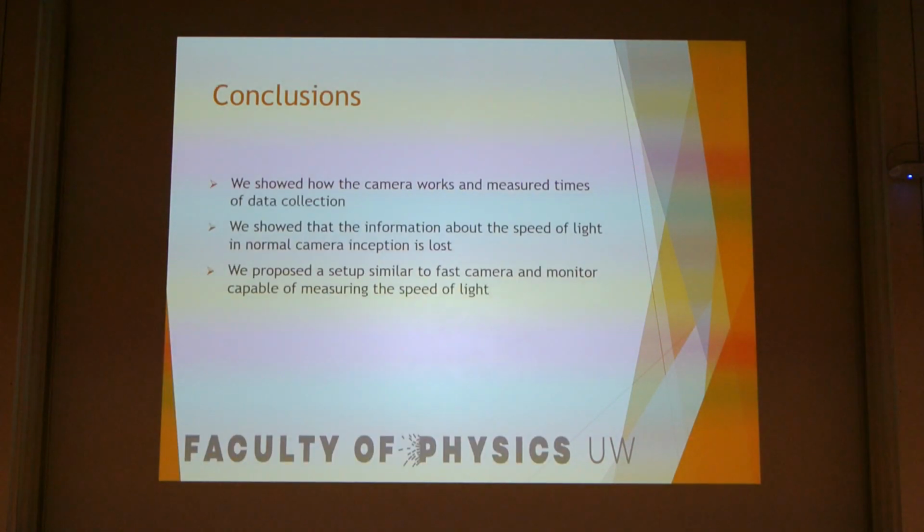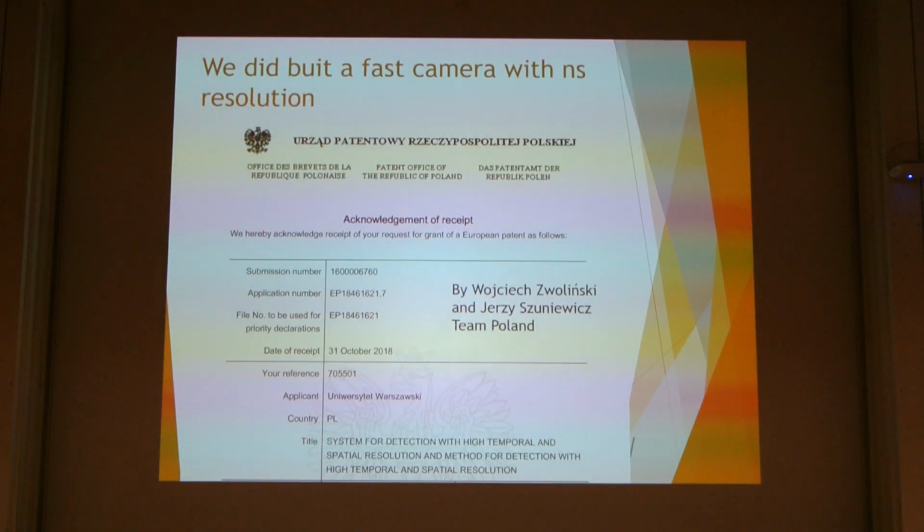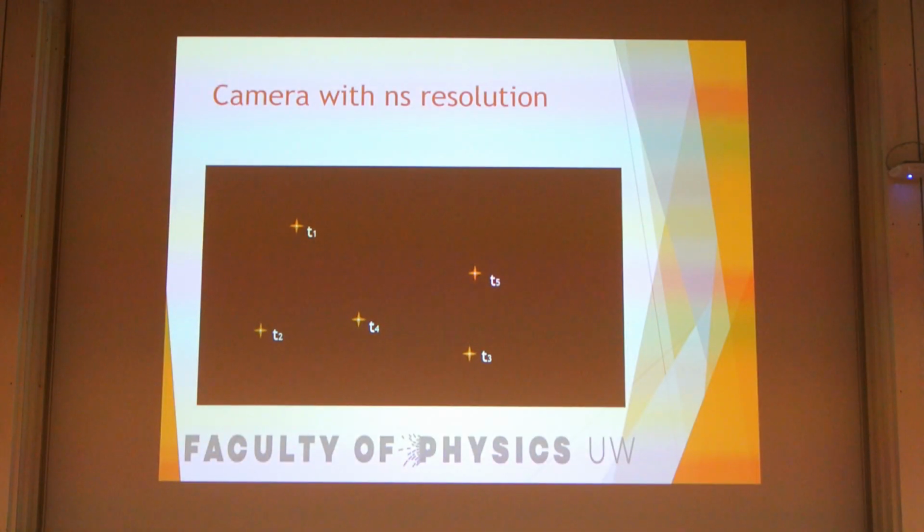Okay, so in conclusion, we showed you how the camera works and how the monitor works. We built the setup that allows you to measure the speed of light in the way that was proposed. And we showed you why the speed of light does not matter in the camera inception problem. But in our team we also created a camera with nanosecond resolution. We have about 8 million pixels, and each of the pixels can detect single photons. With this, we can time each of the photons that came to the camera, if we don't have too many of them.